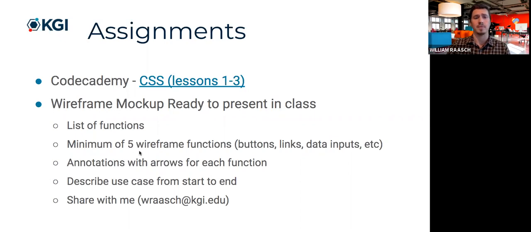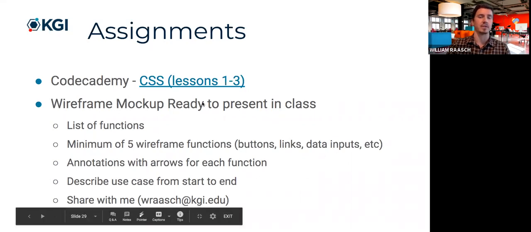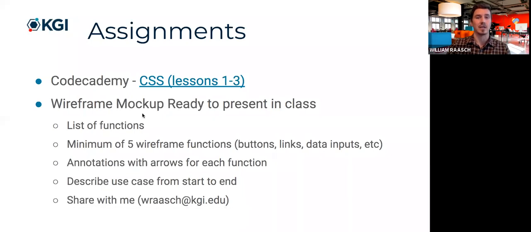I also want there to be a minimum of 5 wireframe functions. Could be anything from a button to a link, a data input, doesn't really matter. Just put 5 of those little stickies in so that I can see that you're working through the Balsamiq features to see how it can be used to build features into an app. Because those are going to be things when you build the prototype that we're going to learn how to code.